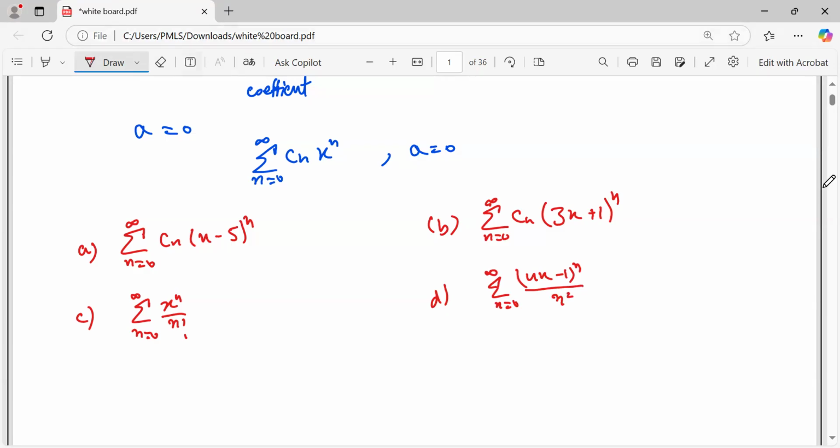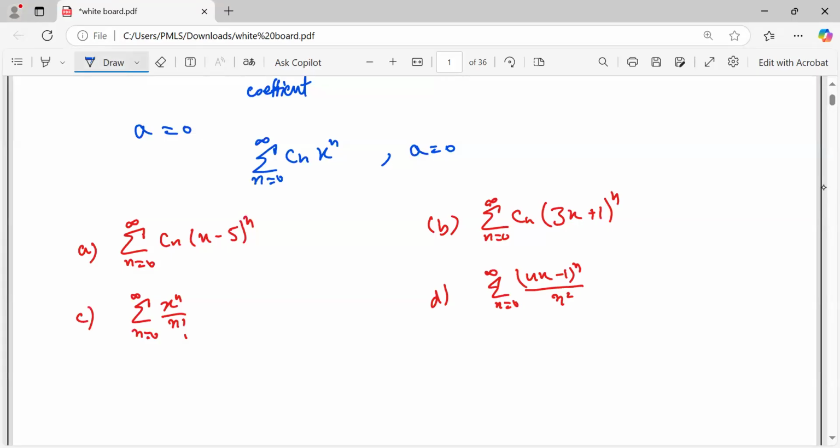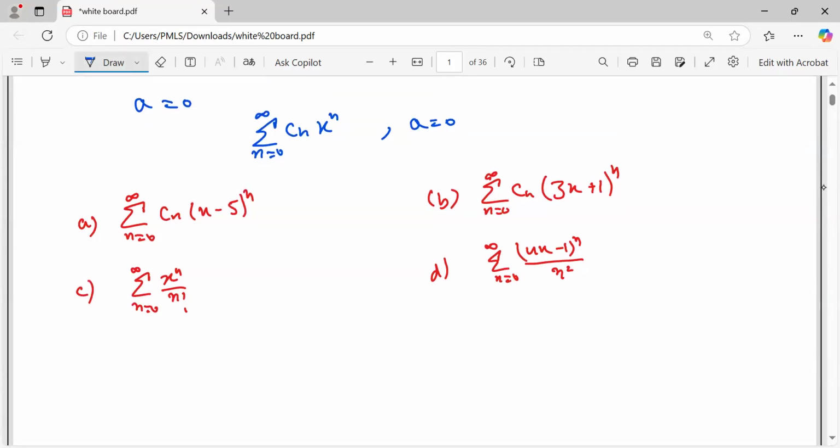In this type of case, for finding the center, we will consider this part and set it equal to 0. So x minus 5 will be equal to 0, and we solve for x. So x is equal to 5. This is a power series centered about a equal to 5.